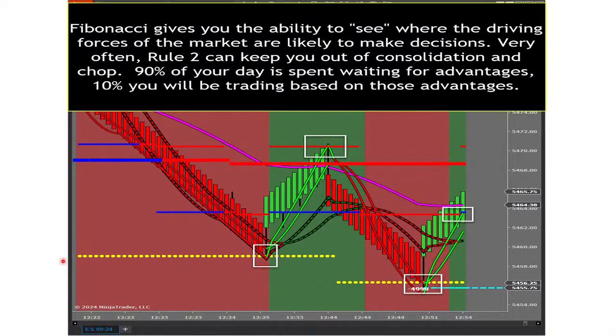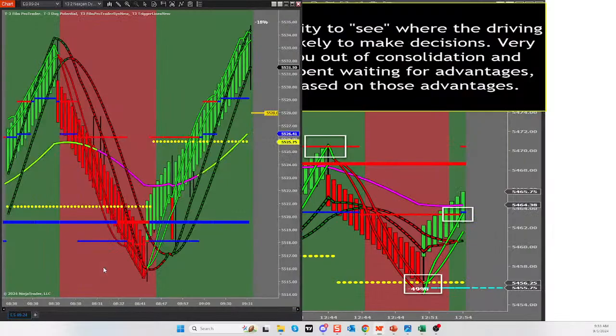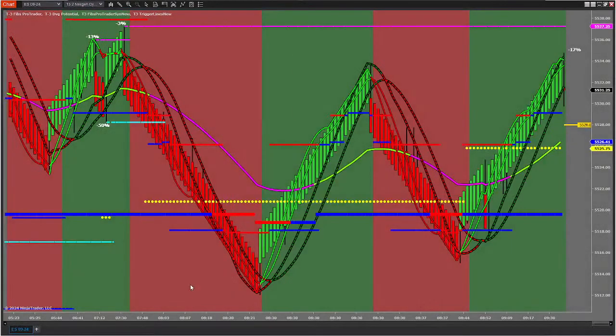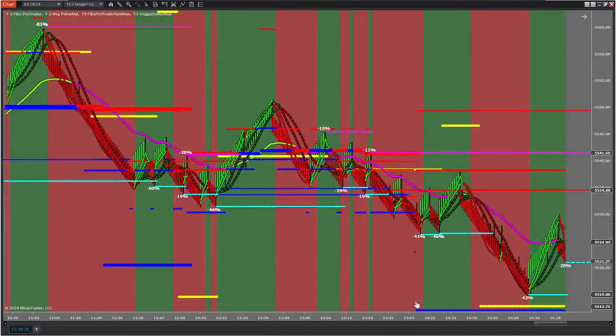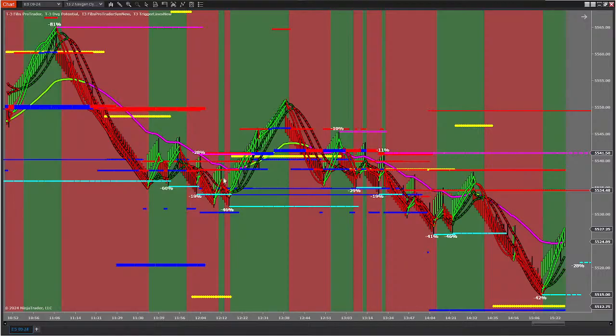And these Fibonacci areas give you the ability to see where the driving forces of the market are likely to make decisions, where the fights may happen, where the reversals may take place. And just waiting, what you'll find is that rule number 2 can keep you out of consolidation. Rule number 2 can keep you out of chop. So like Moose and VCP, I don't know if you have trading experience, but what I find very often is one of the biggest advantages that what we do brings people is, let's see if we can, God, this market's just kind of bouncing, right? This is a great example where rule number 2 isn't met for an hour and a half.